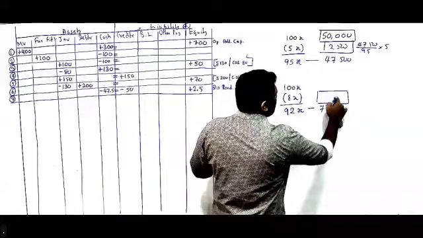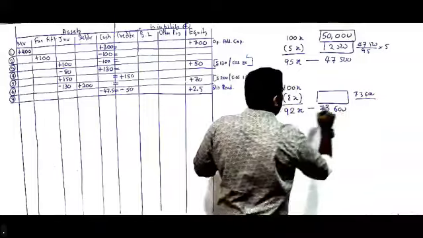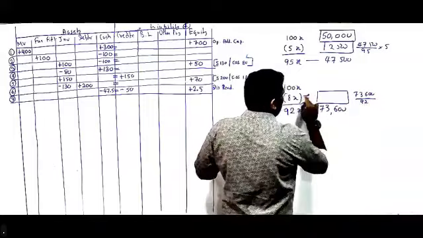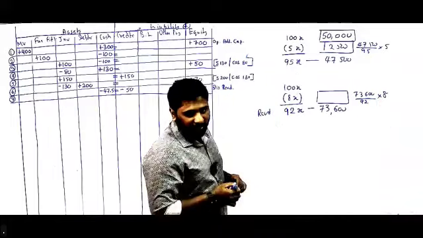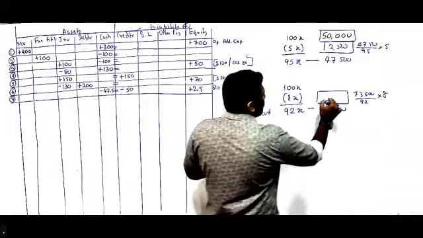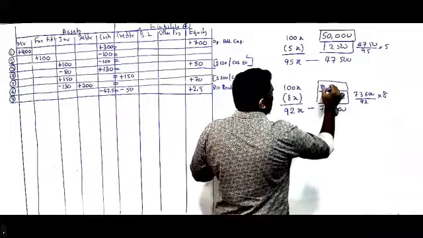So here, 73,600 divided by 92 into how much? 8. What's the value? 6,400. Then here how much? 80,000.